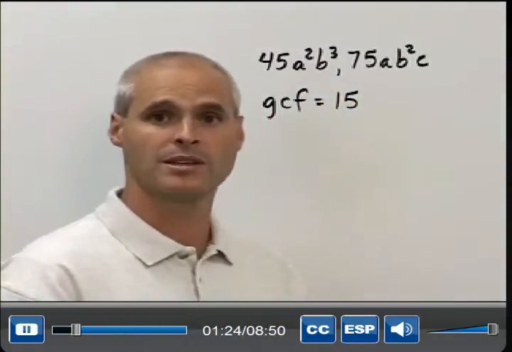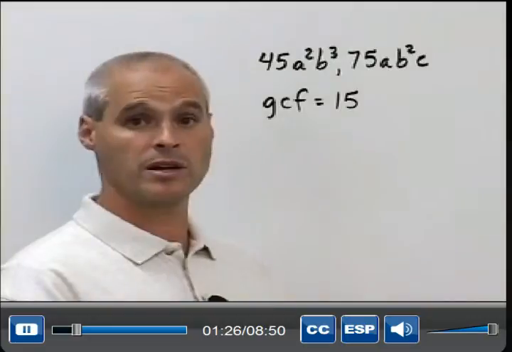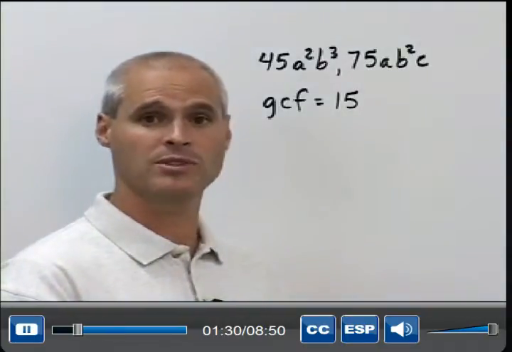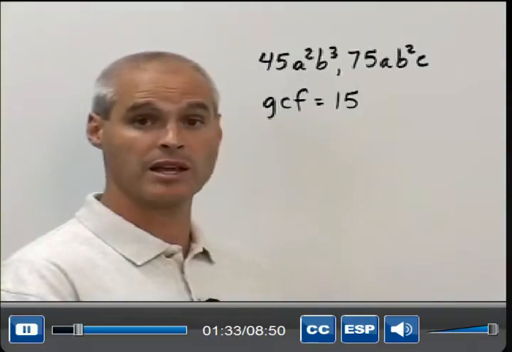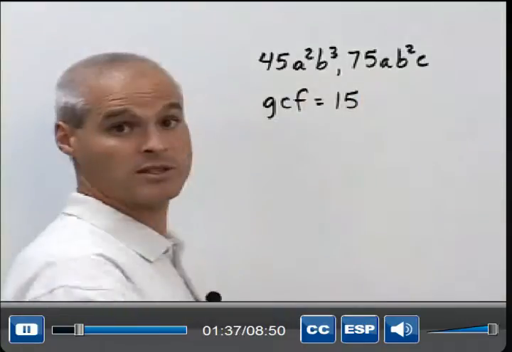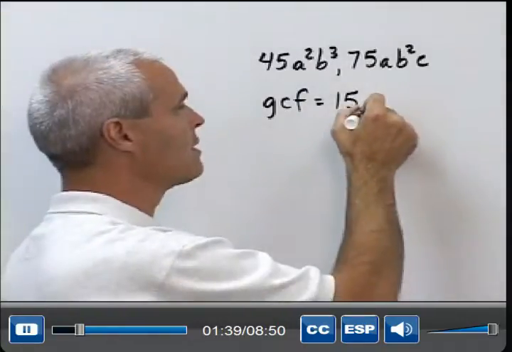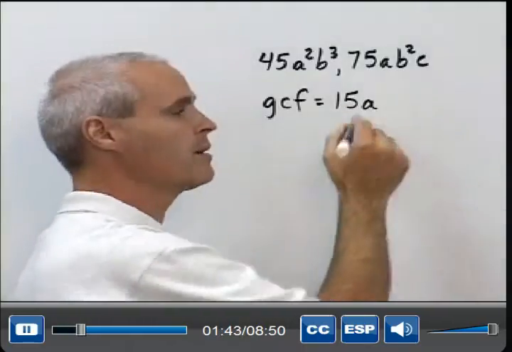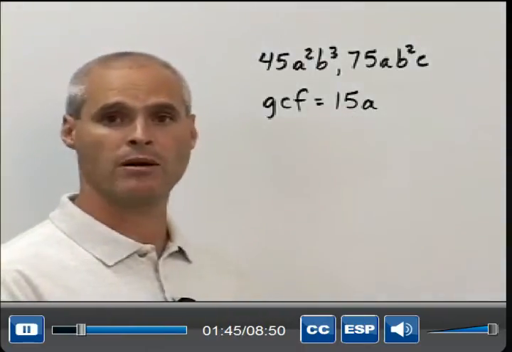And the next step says, well, let's find those variables that are common to each of our variable expressions and then raise them to the lowest power in any of those algebraic expressions. Since there's an a in both of these algebraic expressions, we want an a in our greatest common factor. And the lowest power of a is to the first power, so we'll leave the a to the first power.